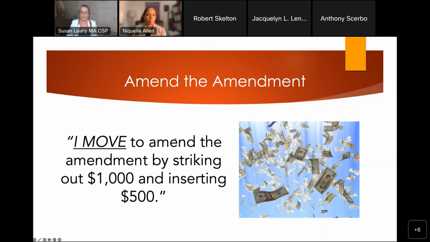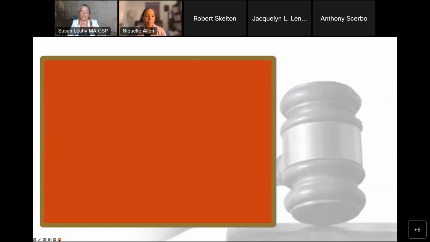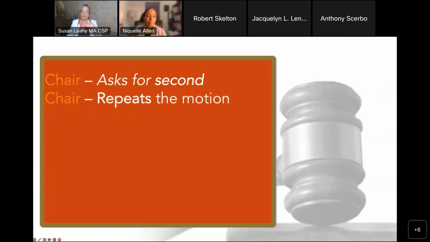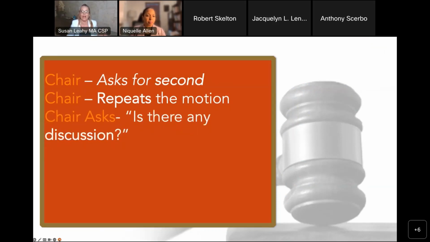So in this case, someone raises their hand and makes an amendment to the amendment. I move to amend the amendment by striking out 1,000 and inserting 500. So this is where the chair will then continue the rhythm. Once a motion has been made, the chair will ask, is there a second? And then the chair will repeat the entire motion. It's been properly moved and seconded to amend the amendment by striking out 1,000 and inserting 500. And then the chair will say, is there any discussion regarding the amendment to the amendment?